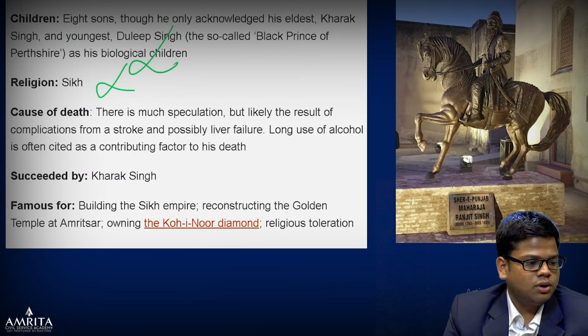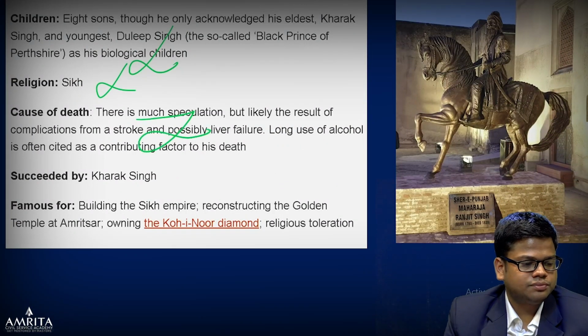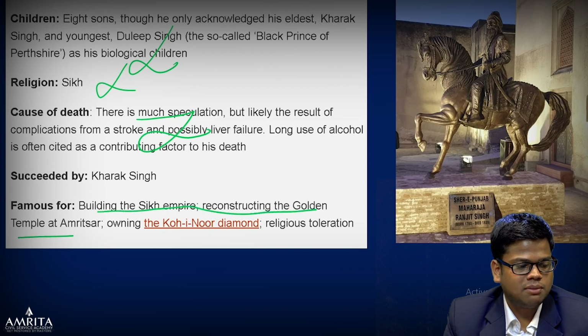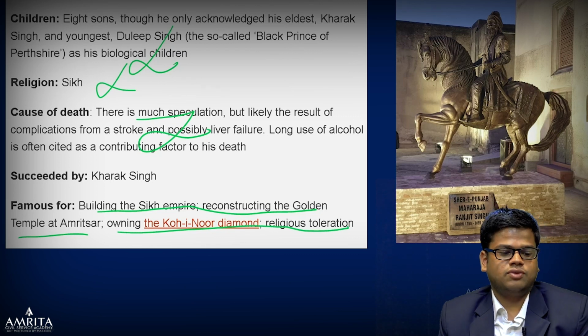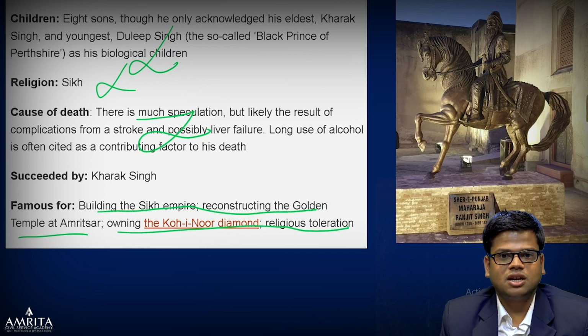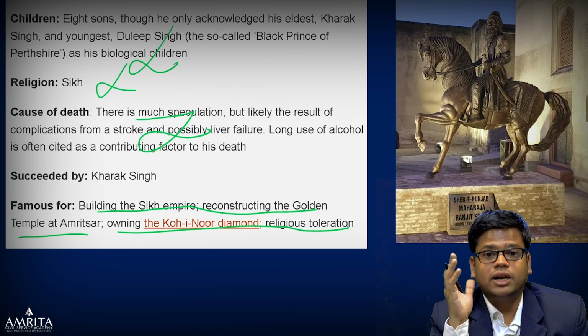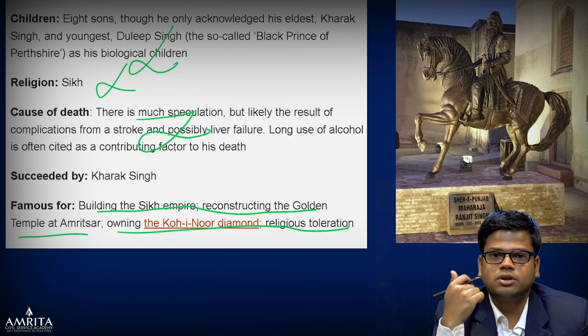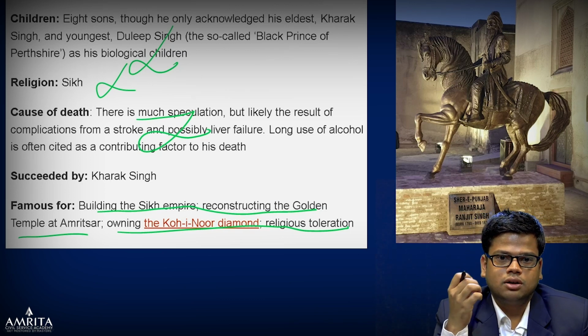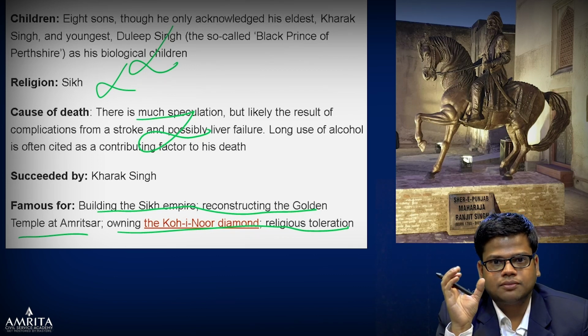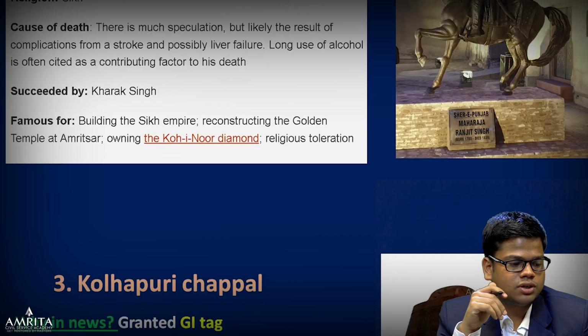Cause of death, not important. He is famous for building an empire, reconstruction of the Golden Temple in Amritsar, owning the Kohinoor diamond, and religious toleration. We have discussed that. So this much is relevant for Maharaja Ranjit Singh. Later on, you should get more information in your complementary static revision, that is modern history. It starts from 1750 onwards.